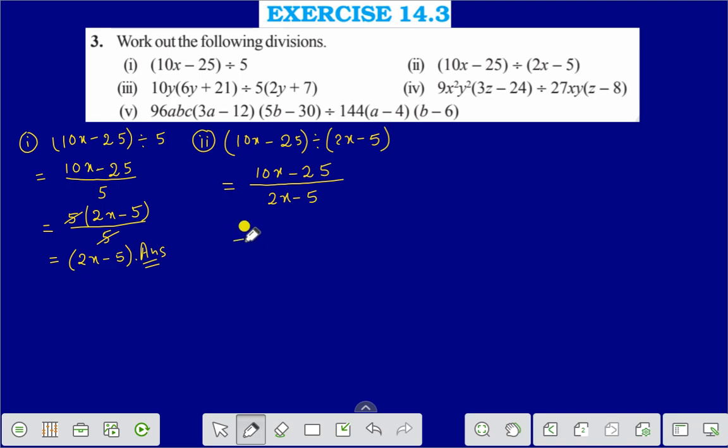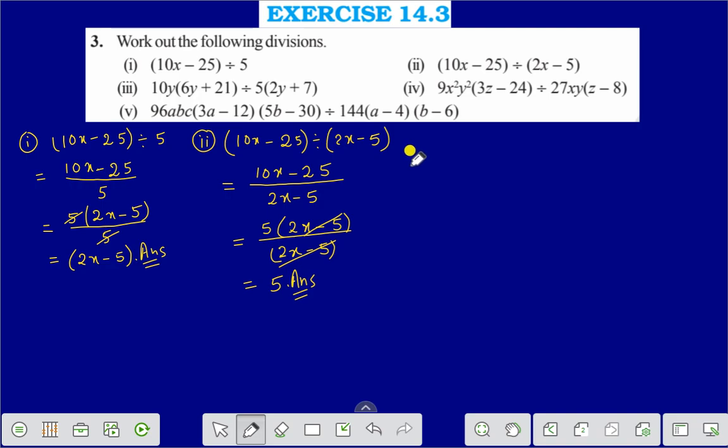If we take 5 as common, then we are getting 5 times (2x minus 5) divided by 2x minus 5. 2x minus 5 will cancel this one. Therefore, the answer is 5. Answer of question number 2 is 5.